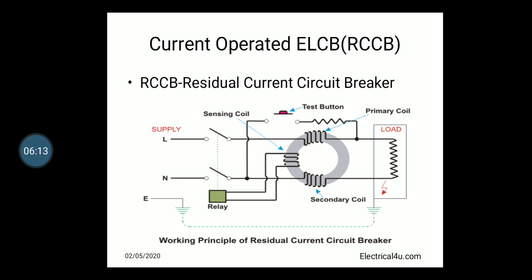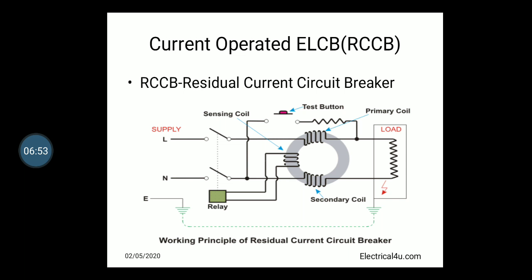In this video, I am going to discuss the current operated earth leakage circuit breaker, which is also called a residual current circuit breaker. Now, this diagram shows you the internal structure or internal components, and how the components are arranged in the earth leakage circuit breaker or RCCB to protect the electrical circuit from residual current. One by one, we will see how the components are present in the internal structure of the earth leakage circuit breaker.